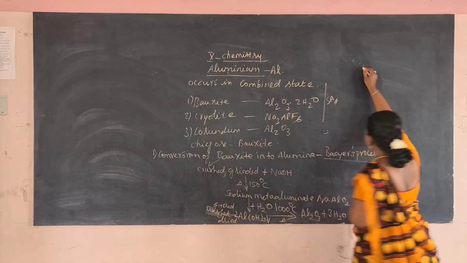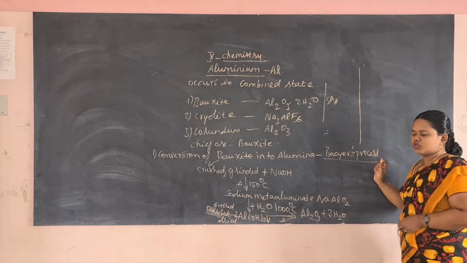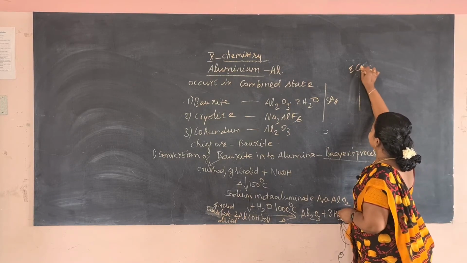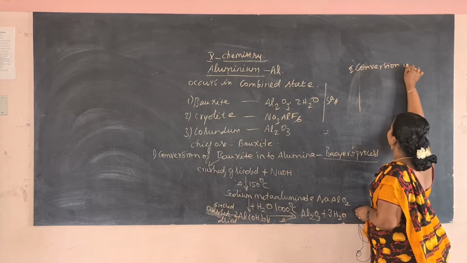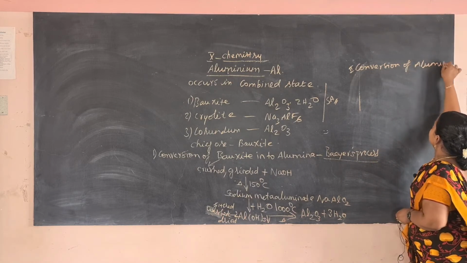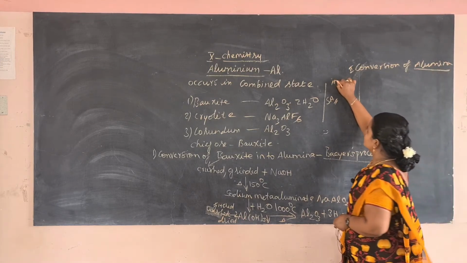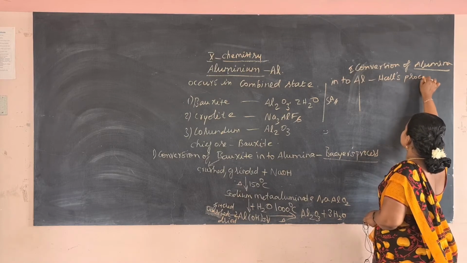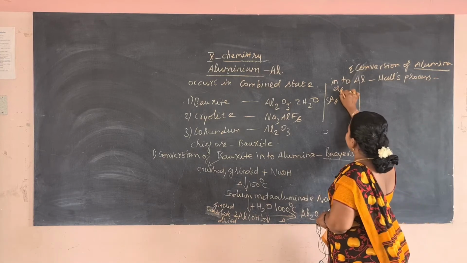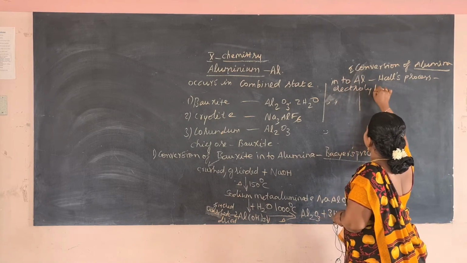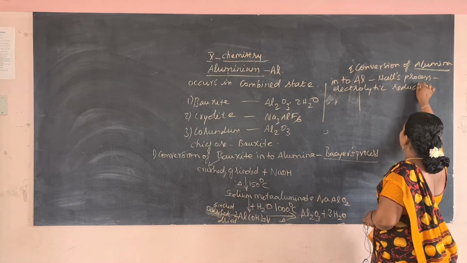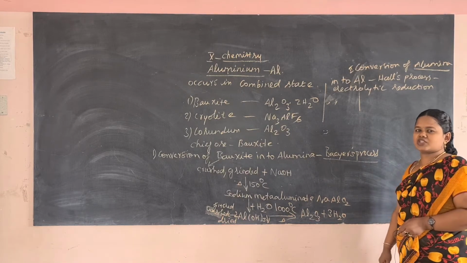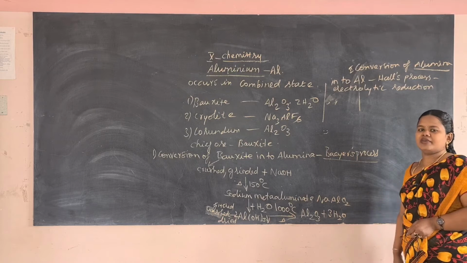Then the second step, the conversion of alumina into aluminium using Hall's process, or it is the electrolytic reduction of fused alumina. What is the formula for alumina? Al2O3. So this is the electrolytic reduction of fused alumina, in which it will be converted into aluminium, that is Al.